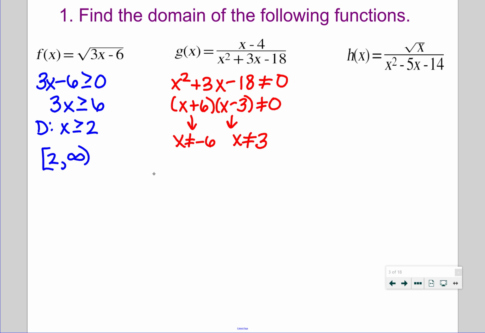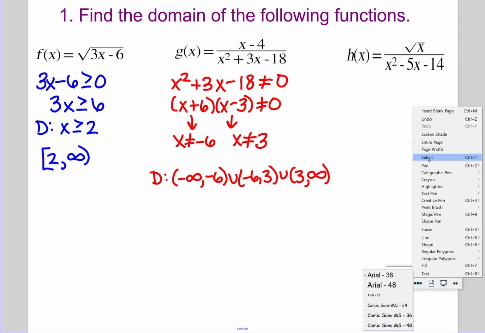So how we write that in interval notation is negative infinity to negative 6 would be the smallest number, or what I encounter first as I go from left to right on my number line. Then negative 6 to 3. And then 3 to infinity. Notice it's all parentheses there because infinities are always parentheses, and negative 6 and positive 3 we cannot equal.